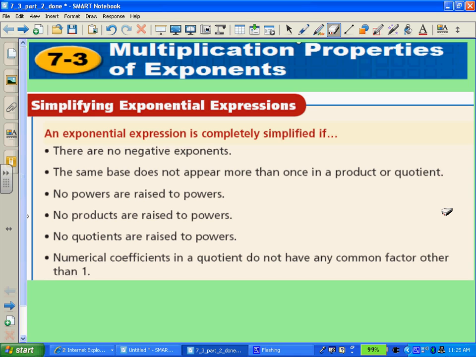We can't have powers raised to powers. We can't have products raised to powers. We can't have quotients raised to powers. And numerical coefficients in a quotient can't have any common factor other than 1. And basically that big long description there means that you have to reduce any fractions that you have. Okay? So we're going to be working through in the next several sections on how to take care of everything on this list so that we can have completely simplified exponential expressions.